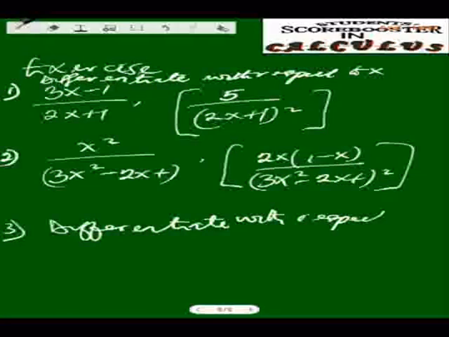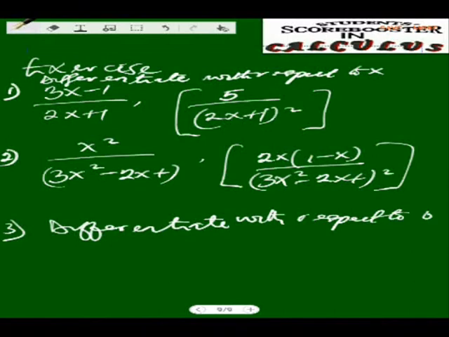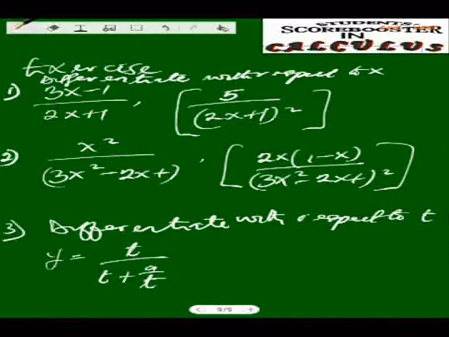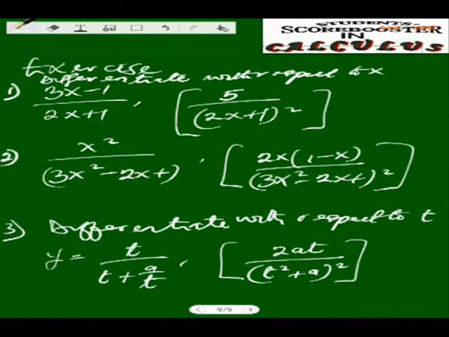differentiate with respect to t. Okay, so this will be y is equals to t over t plus a over t. So you have to differentiate this one. Your answer should be 2at over t squared plus a everything squared.